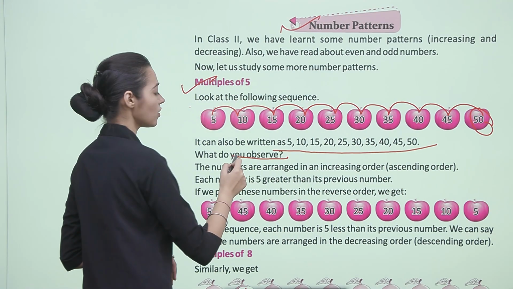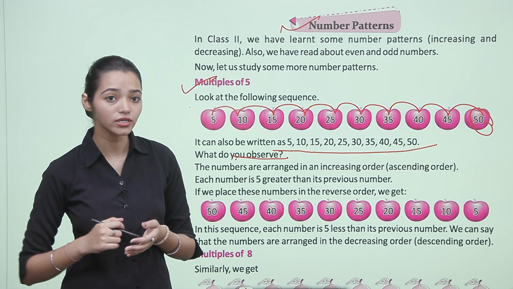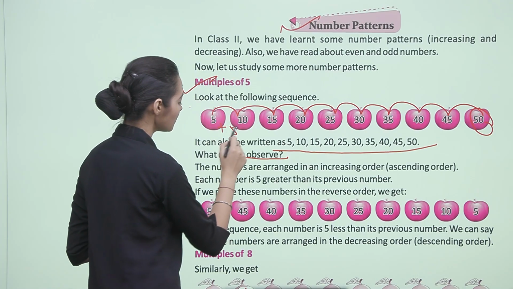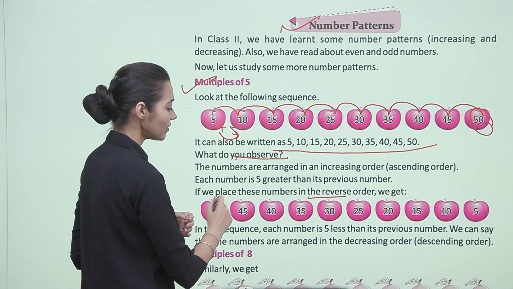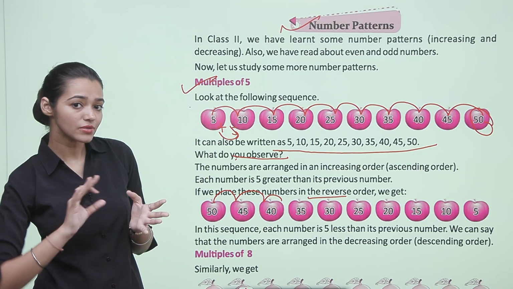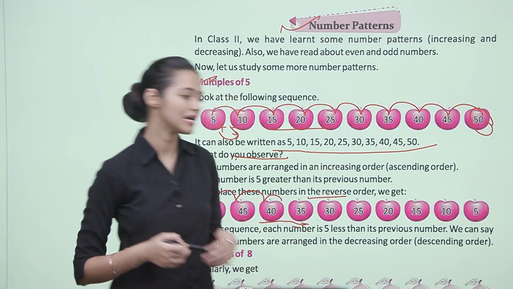What do you observe? That the numbers are arranged in ascending or increasing order. Each number is 5 greater than the previous number. That means if we place these numbers in the reverse order, we will get its descending order. So the numbers are arranged here in the descending order, and here we have arranged them in the ascending order.